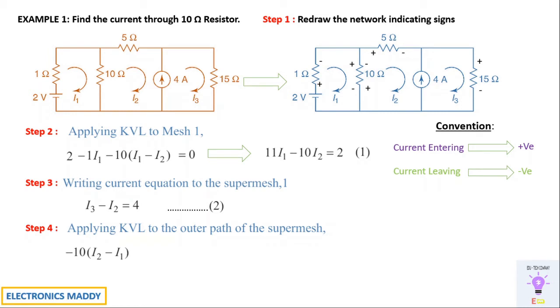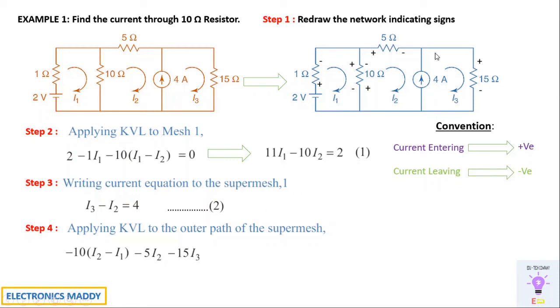Over here, as you see, the current is leaving at the negative terminal, so we'll be writing it as minus 10. As I told you earlier, since it's with respect to I2, we'll be writing it as I2 minus I1. Now, minus 5 times I2 is the next term, because the current is leaving at the negative terminal of the 5 ohm resistor, and the current flowing through 5 ohms is I2.